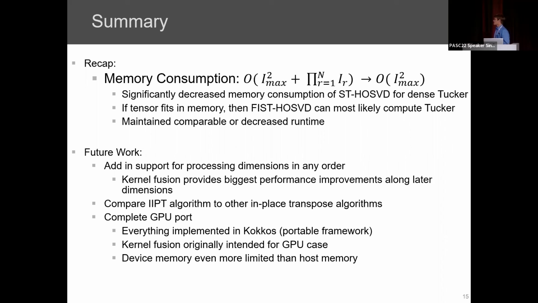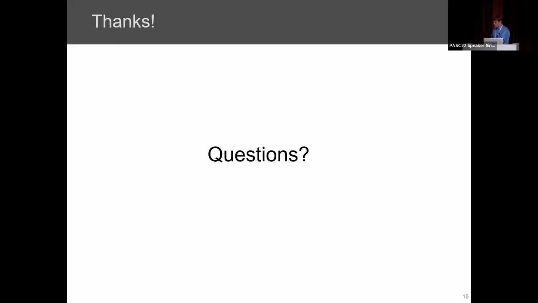Actually, the kernel fusion optimization was originally intended for the GPU case, based on the past literature. And we expect to see even bigger improvements in the problem size that we can compute, because device memory tends to be even more limited than host memory. Thanks. I apologize for going a little bit over time.